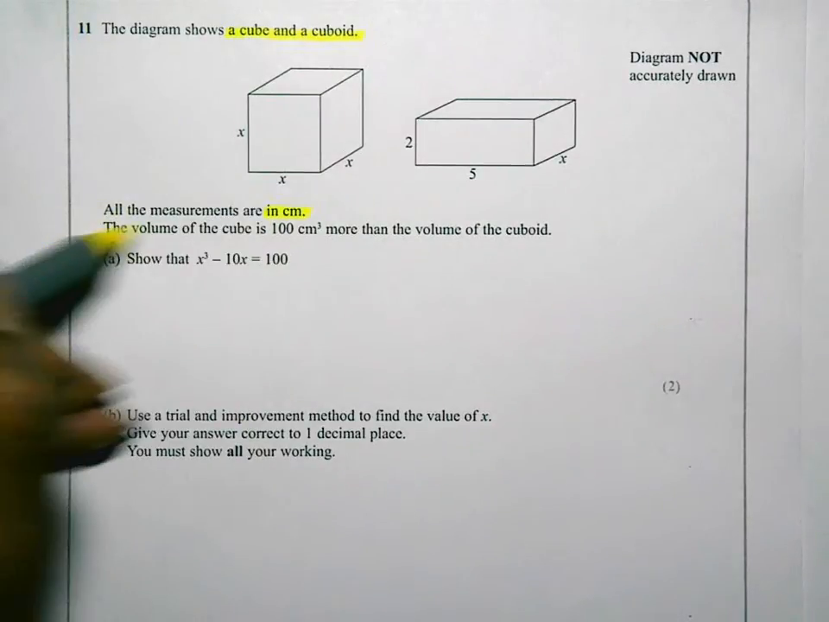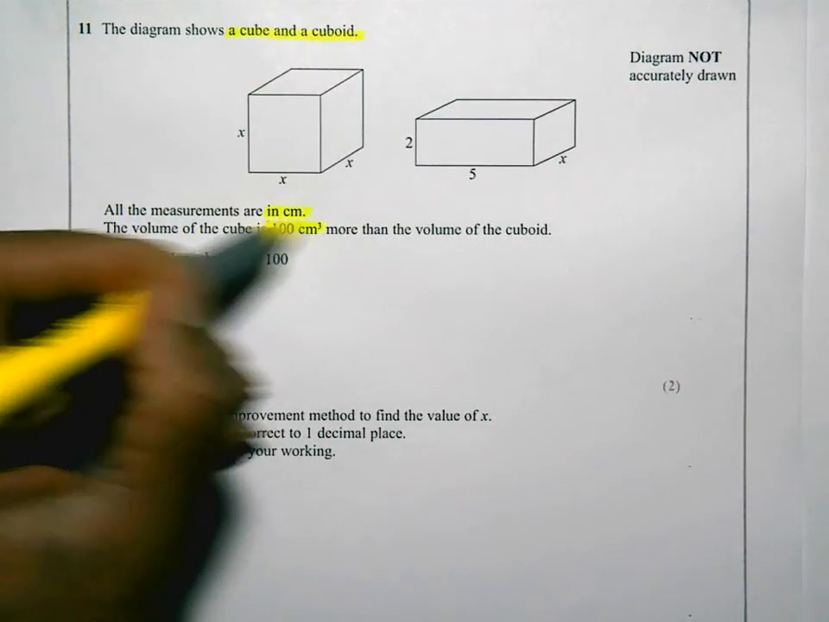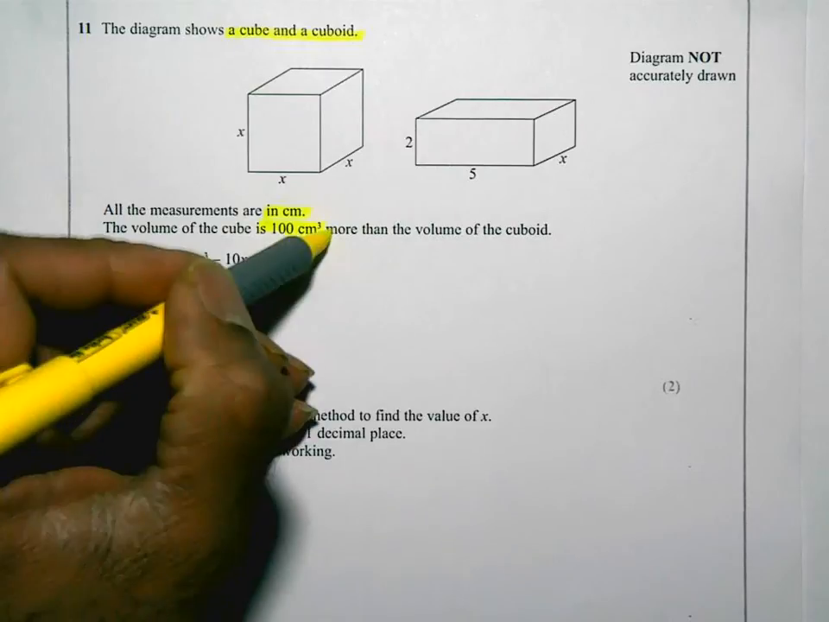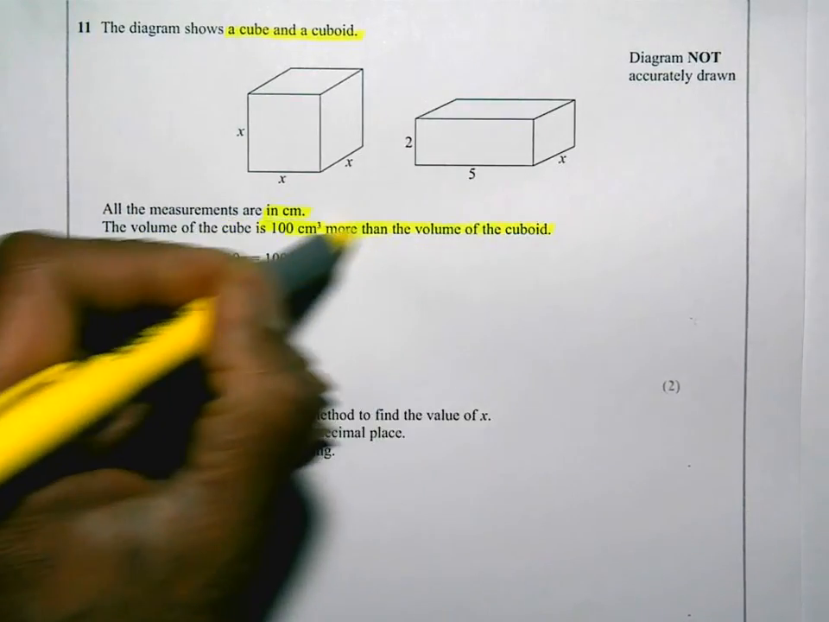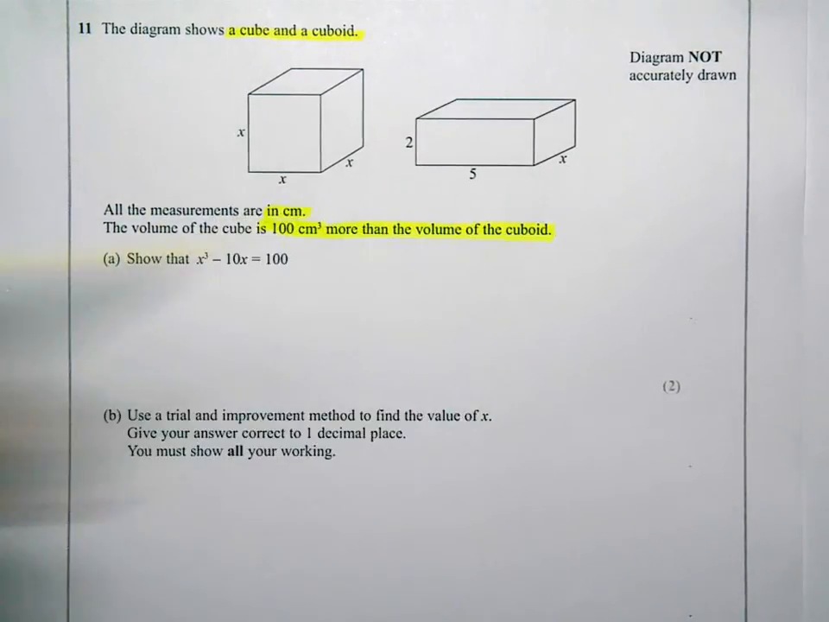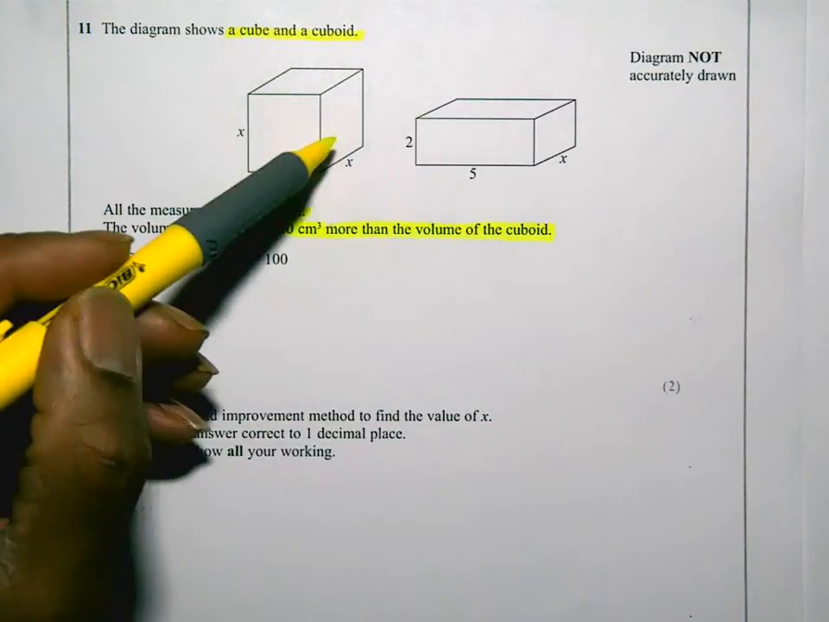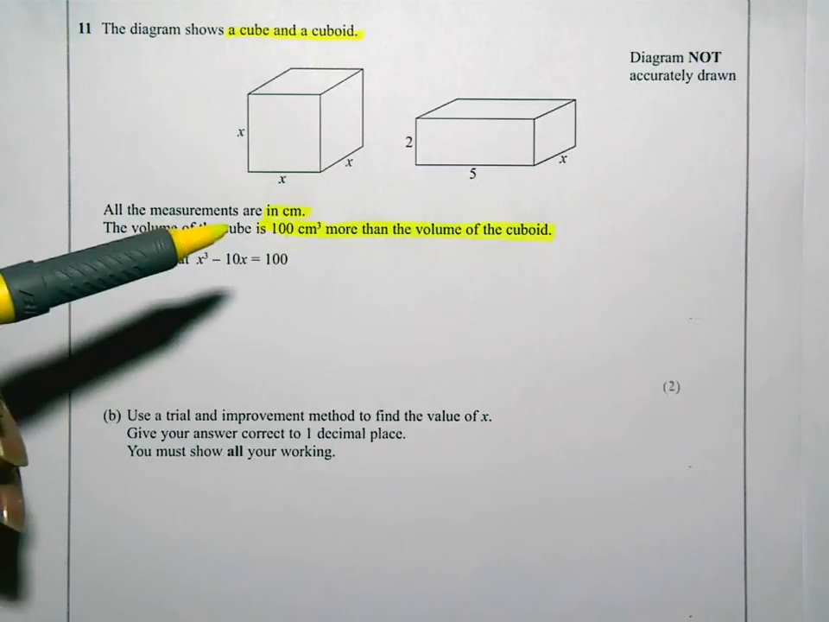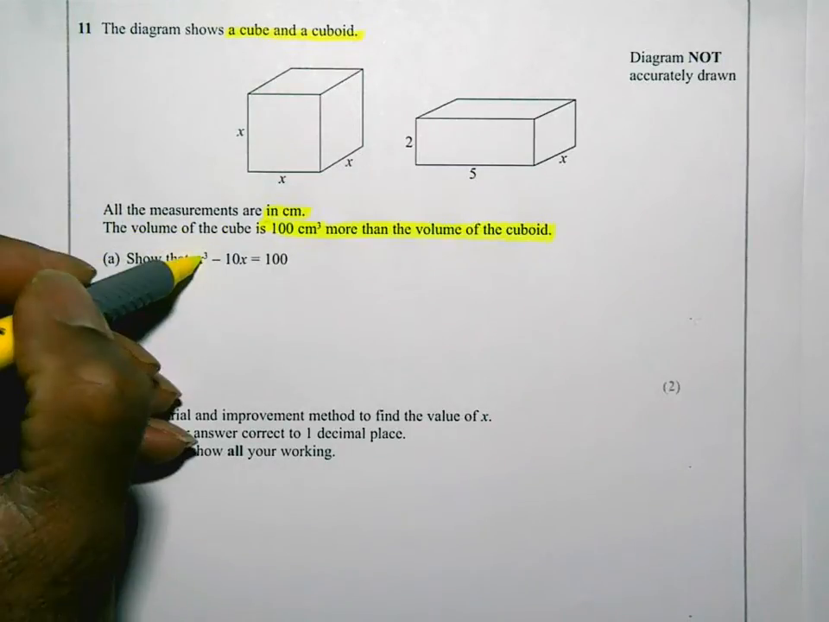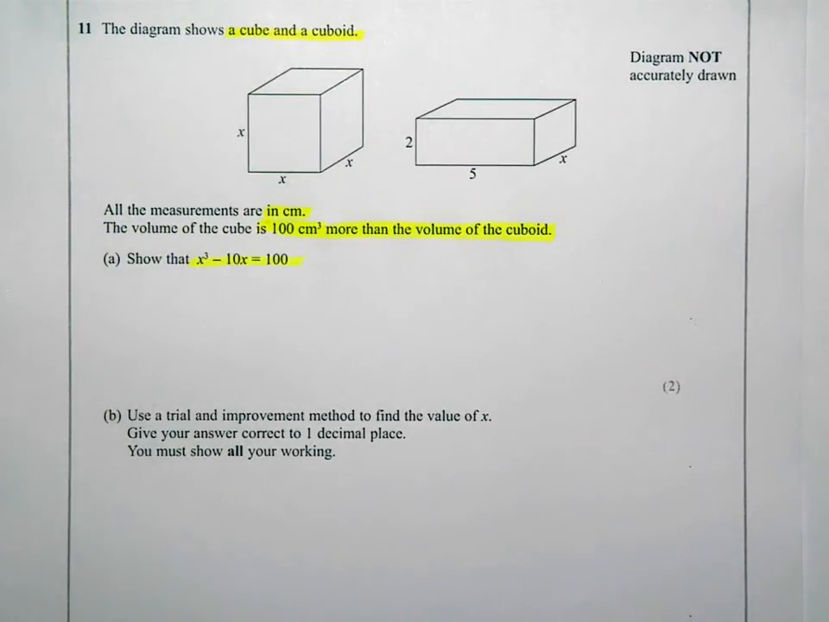The volume of the cube is 100 centimeter cubed more than the volume of the cuboid. Okay, so almost missed that. The volume of the cube is 100 centimeter cubed more than the cuboid. Show that x cubed minus 10x is equal to 100.